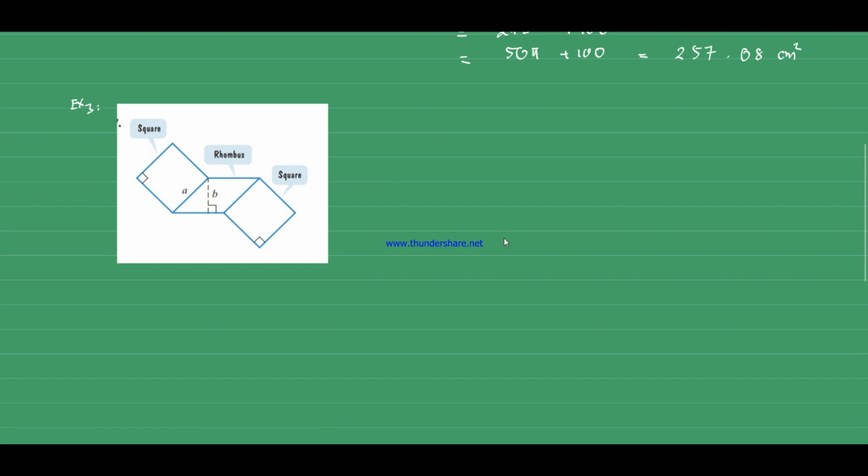So we have a rhombus. A rhombus means all the sides are equal to each other, and they are parallel. And because this is a square, all the sides are actually equal to each other.